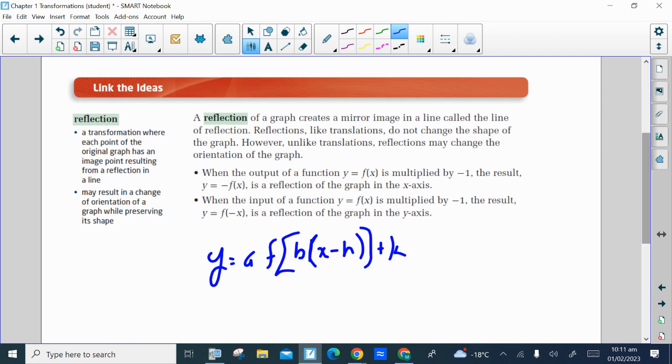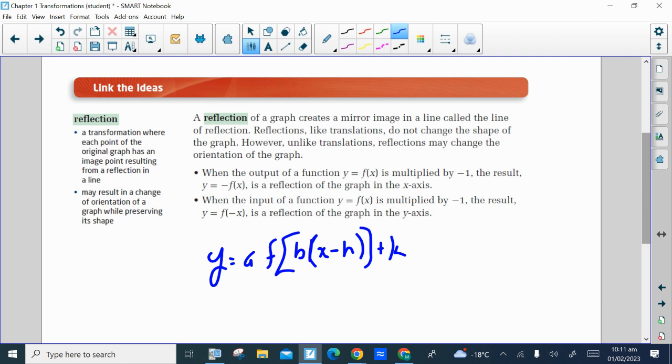So, a reflection of a graph creates a mirror image in a line called the line of reflection. Reflections, like translations, do not change the shape of the graph. However, unlike translations, they may change the orientation. Remember the orientation, an example of that would be which way the graph opens. Quadratics open either up or down. So that's what the orientation is.